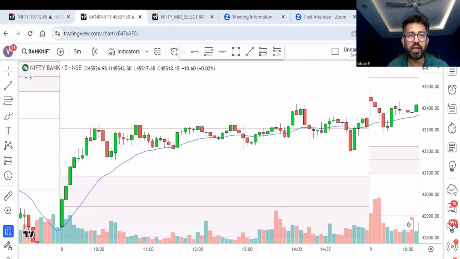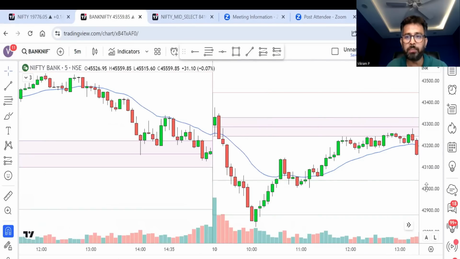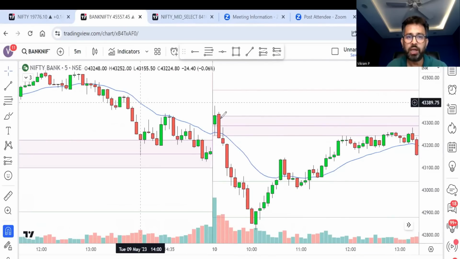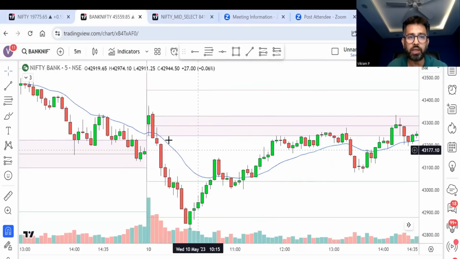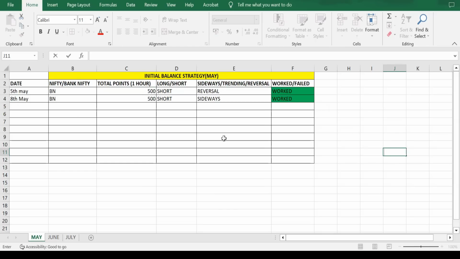Now let us again go to the chart and see May month. Okay, you can see that after 8th May, again on 10th May, same thing happened. It opened here, big fall, and after that, again it reversed. All right, that is on 10th May. So how many points? Again another 500 points. So I'll go to the Excel file and update that on 10th May, again Bank Nifty made 500 points in the first 1 hour, and this time it's a long trade and it reversed and it worked.